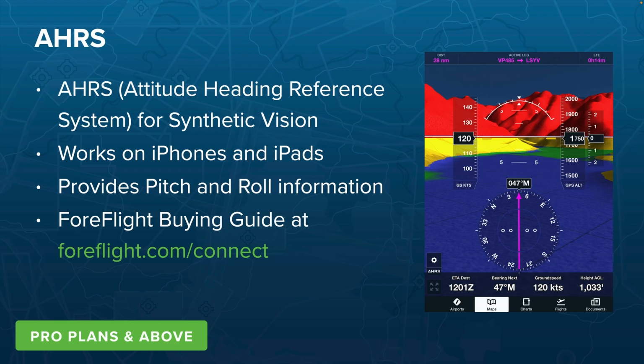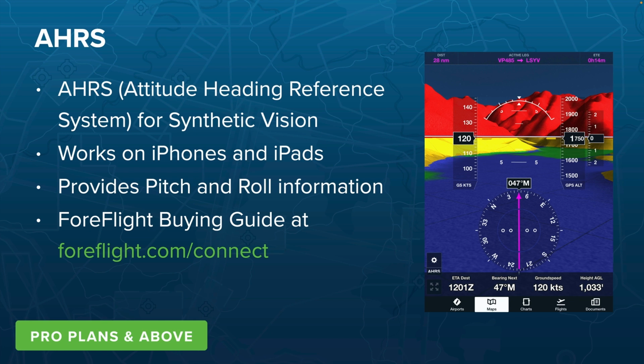ForeFlight Connect provides you with attitude heading reference system data (AHRS) from external devices. Synthetic vision is available on both the iPad and iPhone and is included with the Pro Plus and Performance Plus subscription for individuals. But without an AHRS device, you will only see a graphical depiction of terrain in synthetic vision and no attitude information. Select supported devices can provide the necessary AHRS data for pitch and bank. If you don't already have an AHRS device, our recommendation is a Sentry or a Sentry Plus.